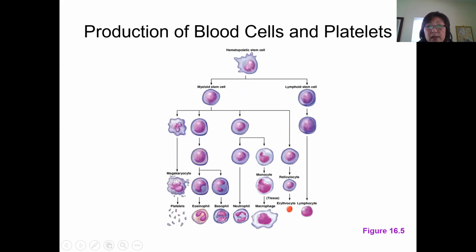All right. This slide shows you the blood cell production. Okay, so we all start from one type of stem cell. It is called a hematopoietic stem cell. And from this one type of cell, it will differentiate to make a myeloid stem cell and a lymphoid stem cell. If it's a lymphoid stem cell, it only develops into lymphocytes, the T cells and B cells. The rest of the types of blood cells and platelets are all developed from the myeloid stem cell.